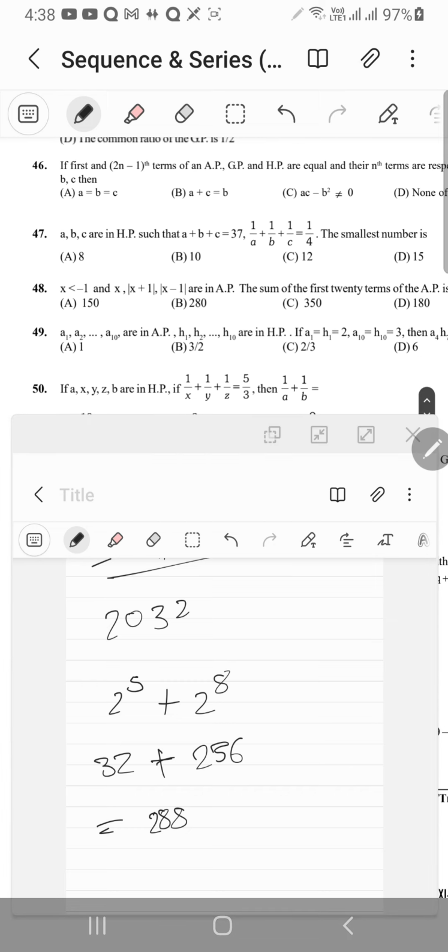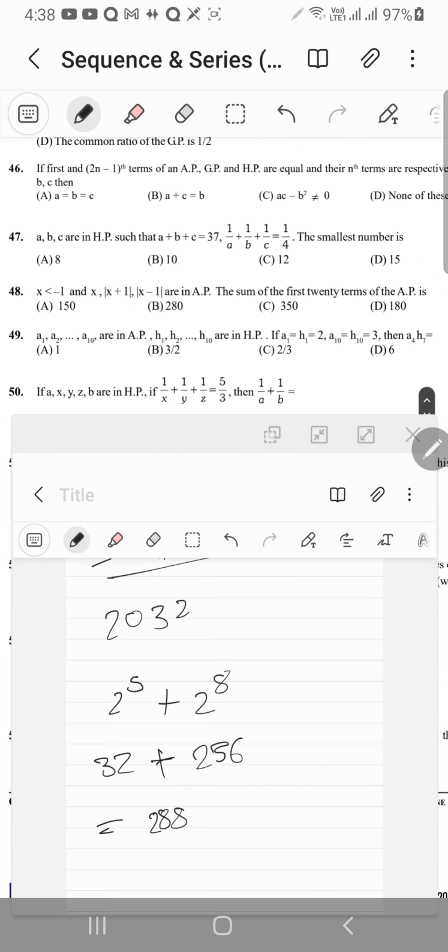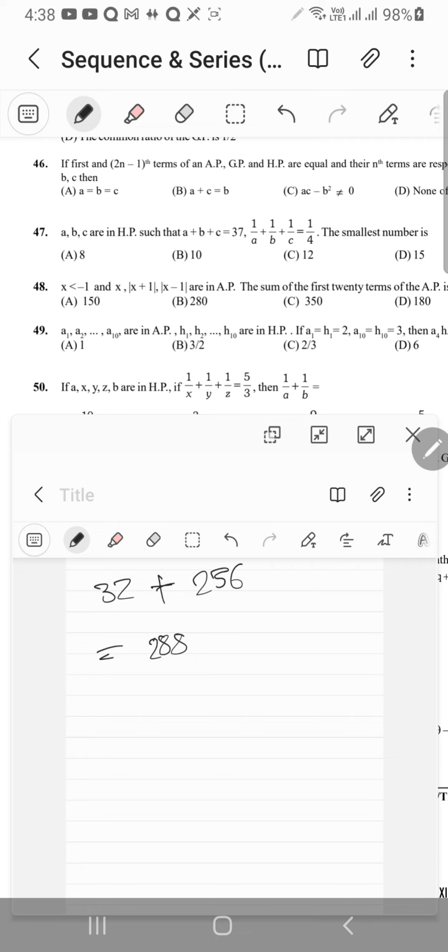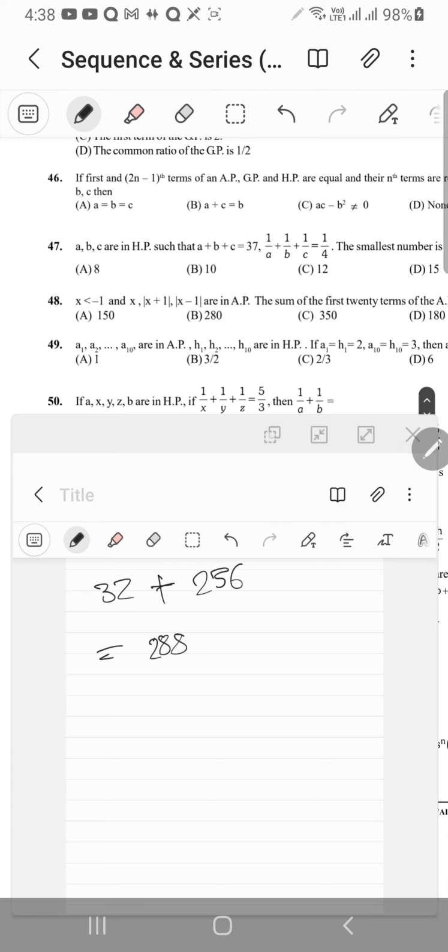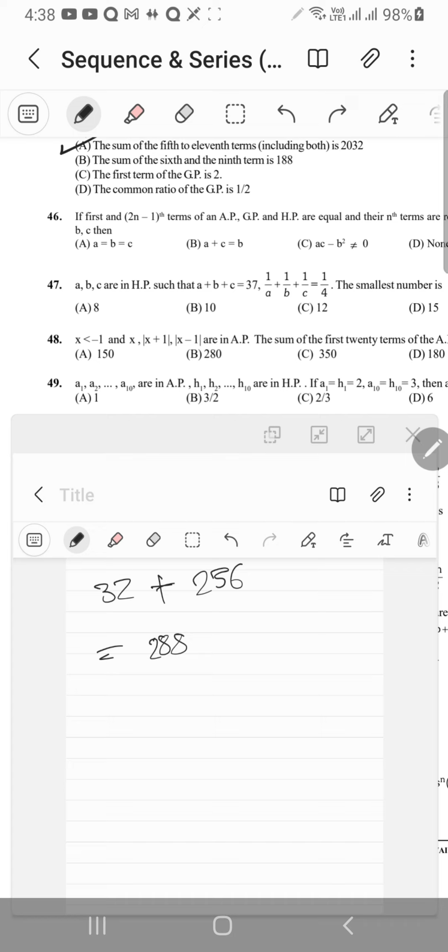Next, if the first and 2n minus 1th terms of AP, GP and HP are equal and their nth terms are respectively a, b, c. Oh, so the first terms are equal, and the nth terms are these. Then, okay, so for the AP, wait. Oh, this is weird. Oh, the first and 2n minus 1th terms. Okay, now I understand this thing.